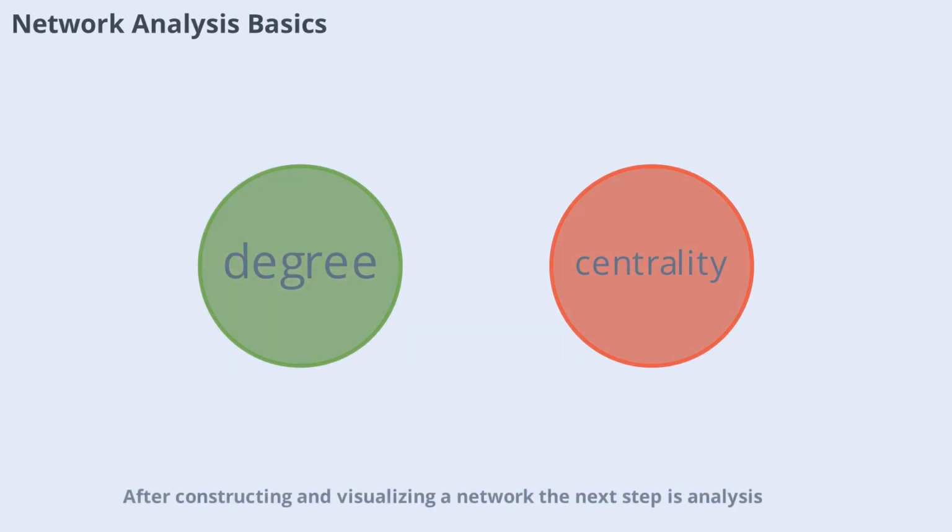After constructing and visualizing a network, the next step is analysis. Basic network analysis involves calculating properties like degree, which measures how many connections a node has. Centrality metrics such as betweenness and closeness help identify important nodes that play key roles in the network. These metrics provide insights into the structure and function of the network, guiding further investigation and hypothesis generation.